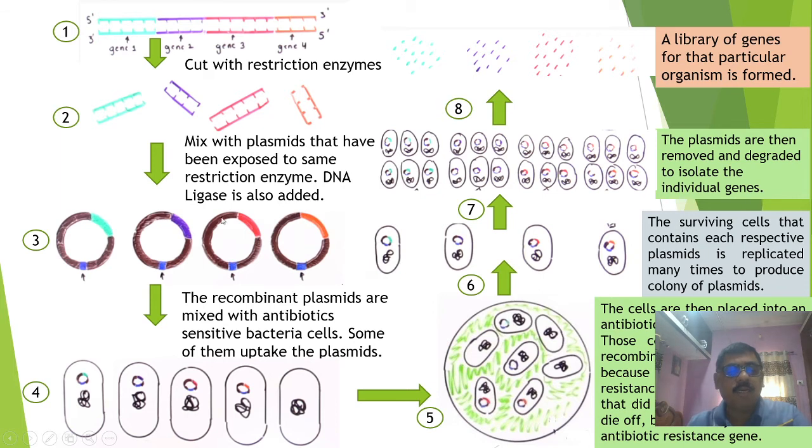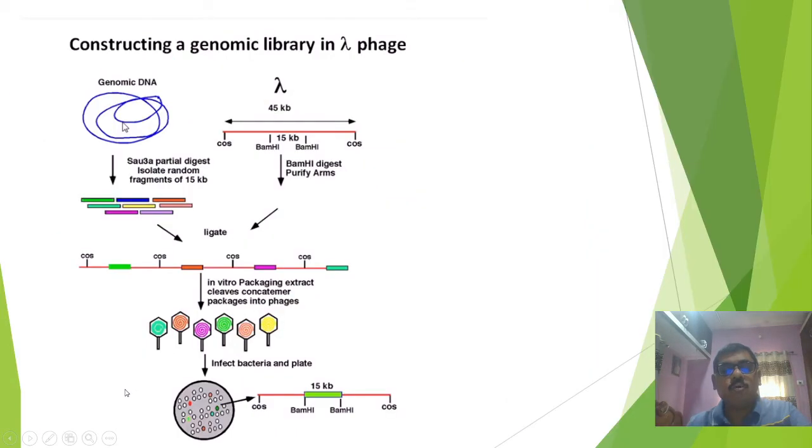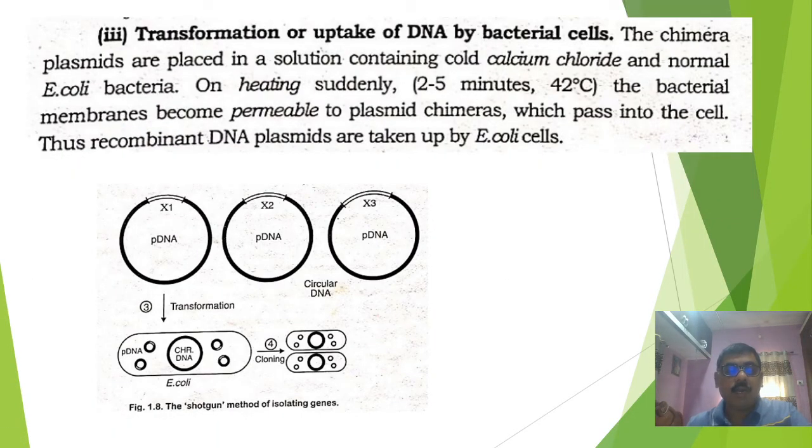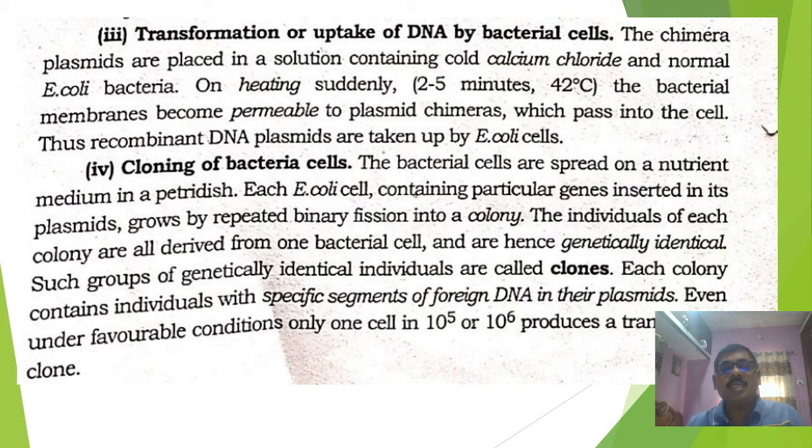Now these recombinant DNA molecules have to be inserted into a host cell, a bacterial cell which is sensitive to the antibiotic. The next step is introducing these plasmids or chimeric DNA into such bacteria which are sensitive to the antibiotic. After that, those cells will survive which have the plasmid; other cells will not survive. Next we have to do the cloning of these cells. The transformation or uptake of DNA by the bacterial cell occurs.